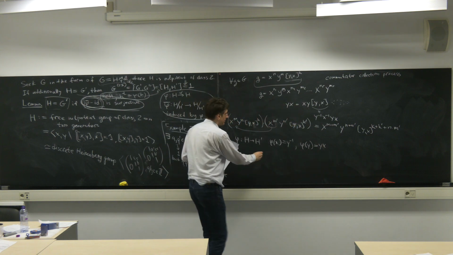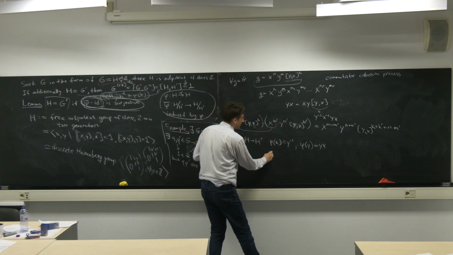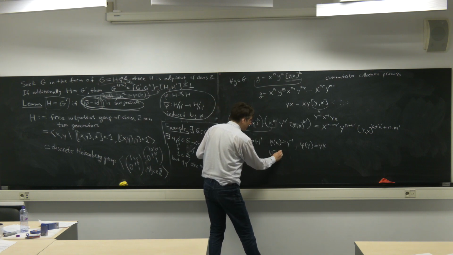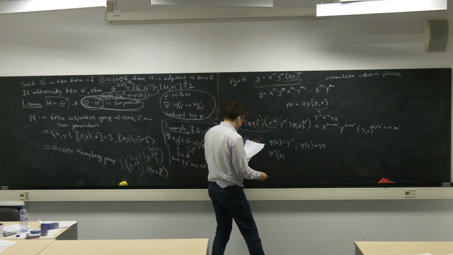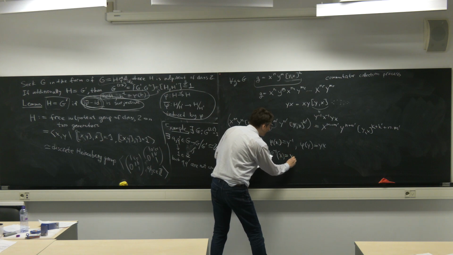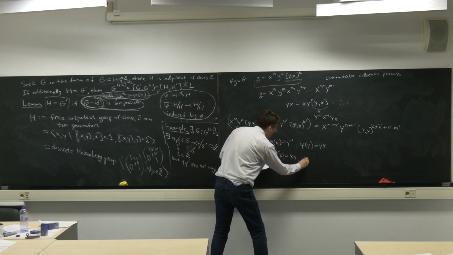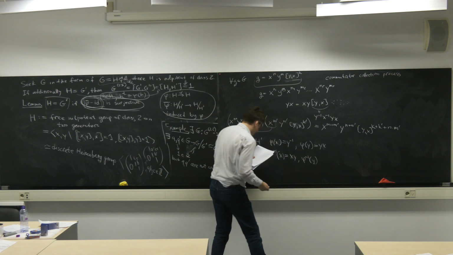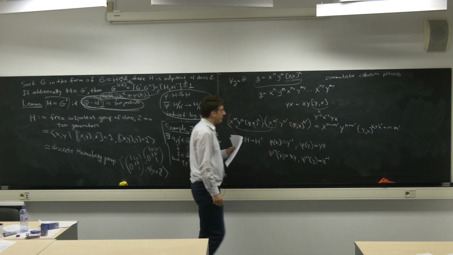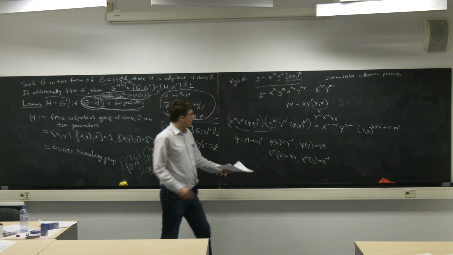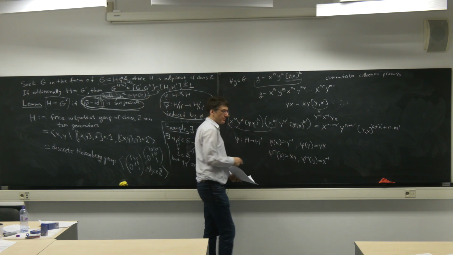To see that it is an automorphism, we can just write its inverse. So phi inverse of x is xy, and phi inverse of y is x inverse. You can check directly that these are mutually inverse to each other.